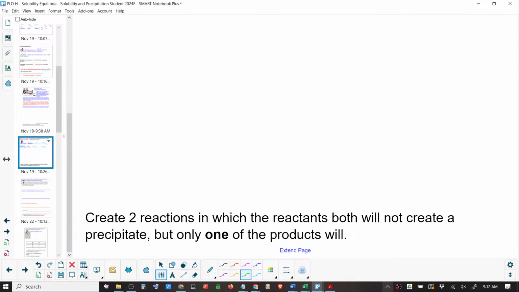Two soluble things come together into a non-soluble, or at least one non-soluble.